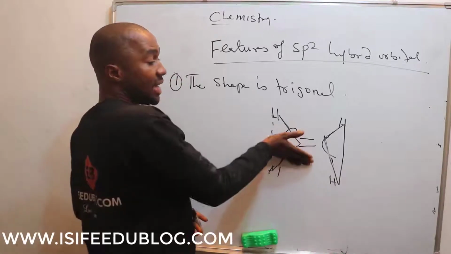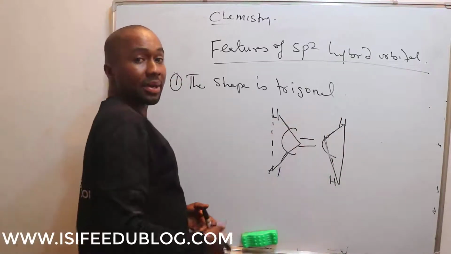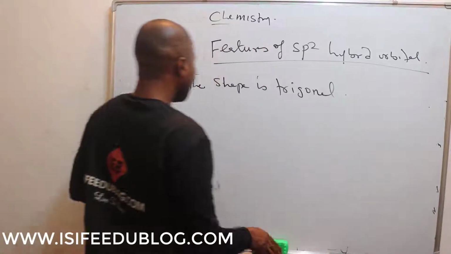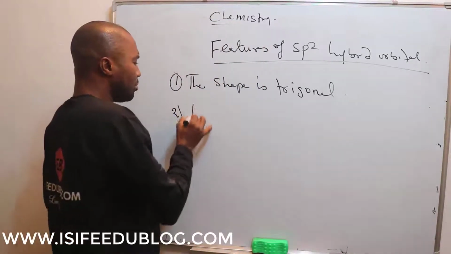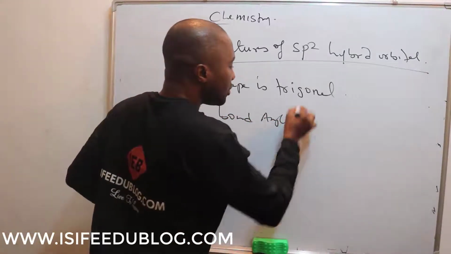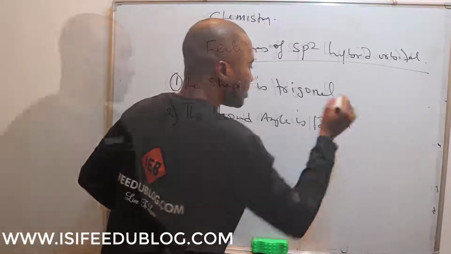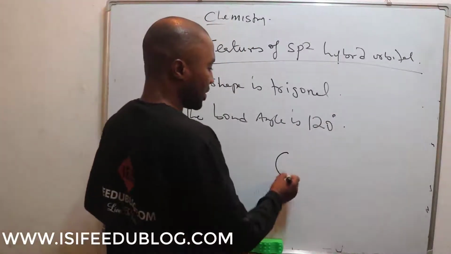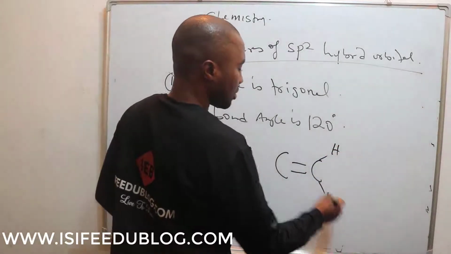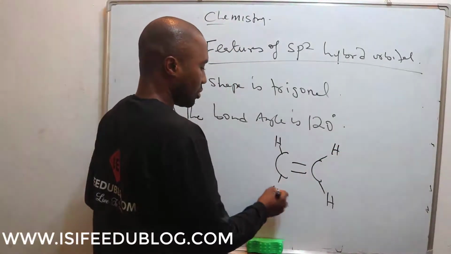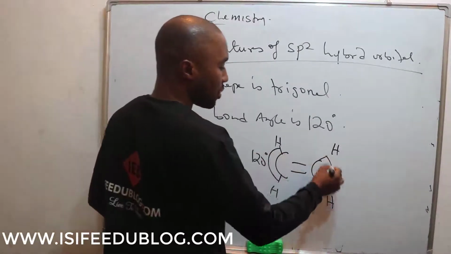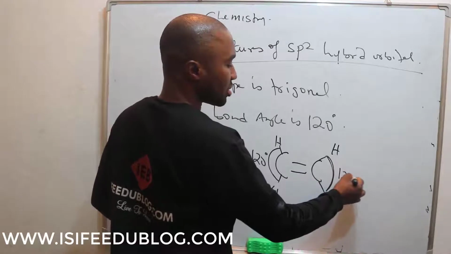Planar means that it is in a plane surface. So number 2, the bond angle. The bond angle is 120 degrees. Just like this, the distance between 2 bonds. We have this. So from here to here is 120 degrees. From here to here is 120 degrees.